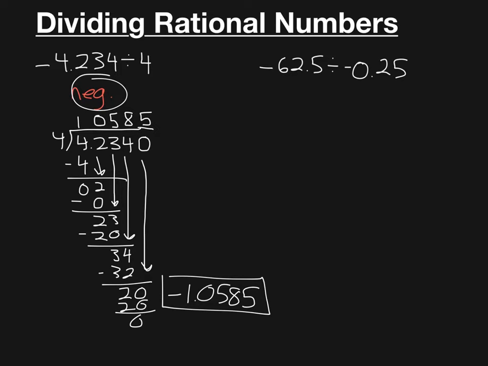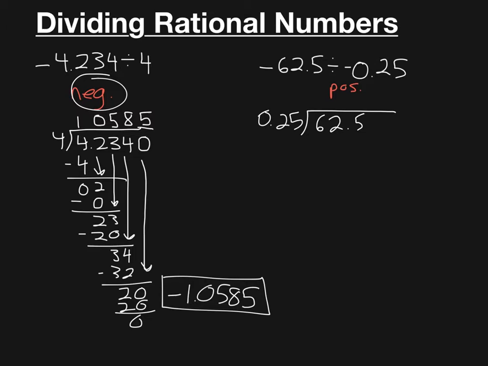My second example here is a little trickier because I have a decimal divided by a decimal. Now I know my answer is going to be positive right away because I have a negative divided by a negative. So let's just set this one up. I have 0.25, and inside I have 62.5. Now, it's tough to think about 0.25. How many times does that go into something?